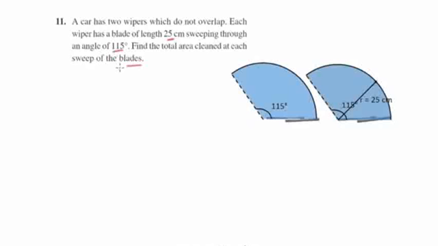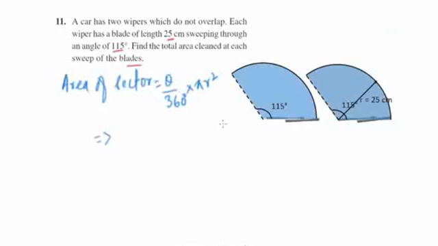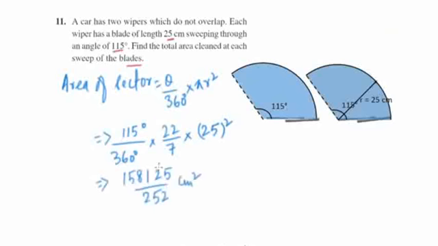And we know the formula to find the area of the sector, that is theta divided by 360 degrees multiplied by pi r square. So the angle that is given is 115 degrees. So it will be 115 degree divided by 360 degrees multiplied by pi. So we'll take it as 22 by 7 into the radius, which is same as 25 square. Now on solving this, we'll get the area of the sector.